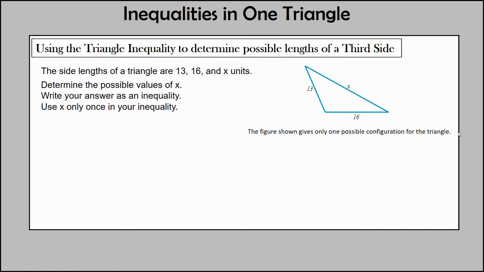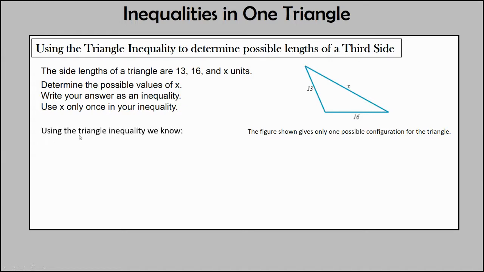And what you need to see here is this figure gives only one possible configuration. This is side x based on the angle right here. As that angle changes, so does the length of x. So our job here is to determine all possible values of x that could help make this a triangle. We're going to write our answers as an inequality, and we can only use x once in our inequality, and I'll show you my answer for what they mean by that.